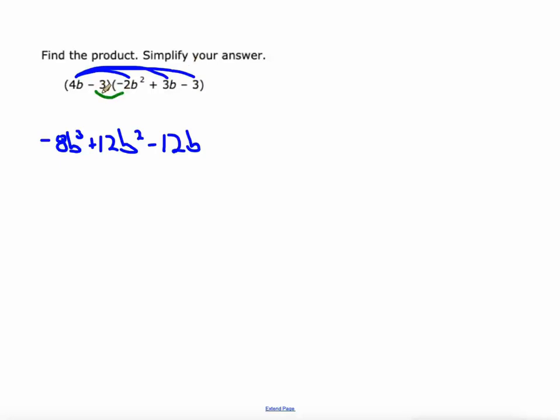Then I'm multiplying -3 times all three of the terms in this trinomial. So -3 times -2b squared is positive 6b squared. -3 times positive 3b is -9b. And -3 times -3 is positive 9. So a binomial times a trinomial, 2 times 3, gave us 6 terms. But we can do some combining of like terms here.